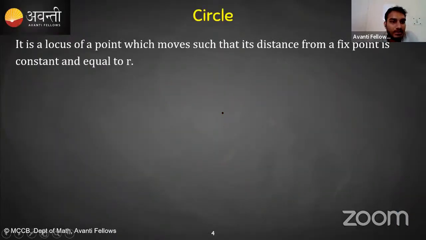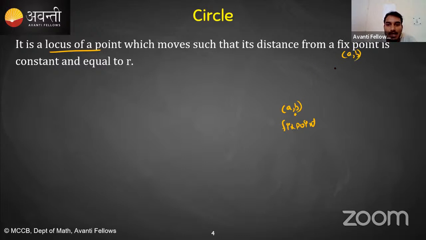First of all is the definition. The definition is quite intuitive. It is the locus of a point which moves such that its distance from a fixed point is constant and is equal to r. In the straight line chapter we studied about the locus, how to find a locus. So let's say this is a fixed point. Give it a coordinate name, a, b. A, b is the fixed point, and let's say the locus is such that this is the point p.